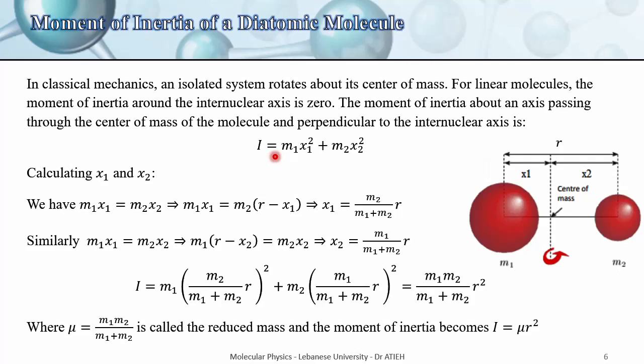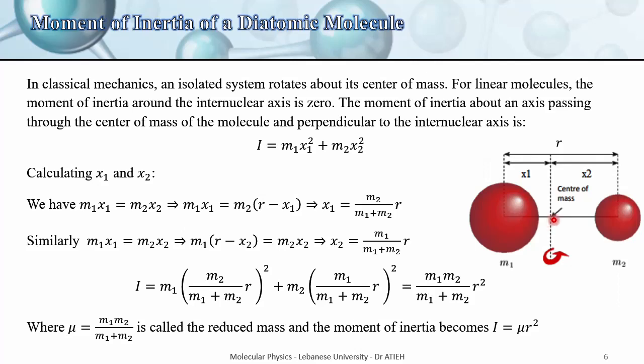So I is equal to m1 x1 squared plus m2 x2 squared, where m1 is the mass of the first atom or nucleus. It's the same because the mass of the whole atom is concentrated in the nucleus. x1 is the distance from the center of atom 1 or nucleus 1 to the center of mass of the molecule. m2 is the mass of the second atom or second nucleus. x2 is the distance from the center of the second nucleus or atom to the center of mass of the molecule.